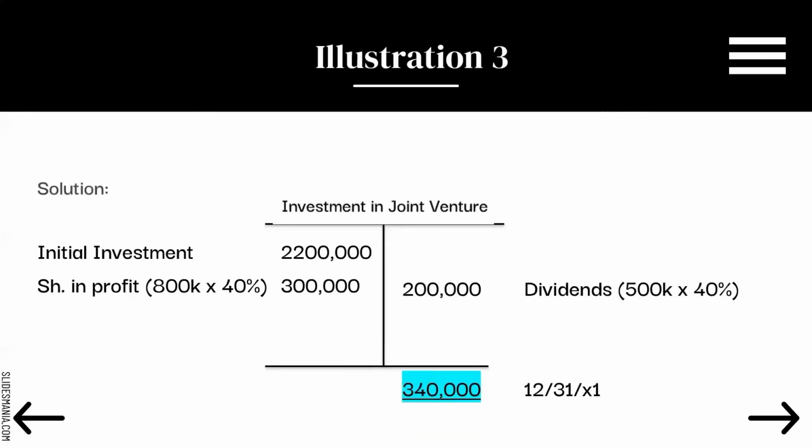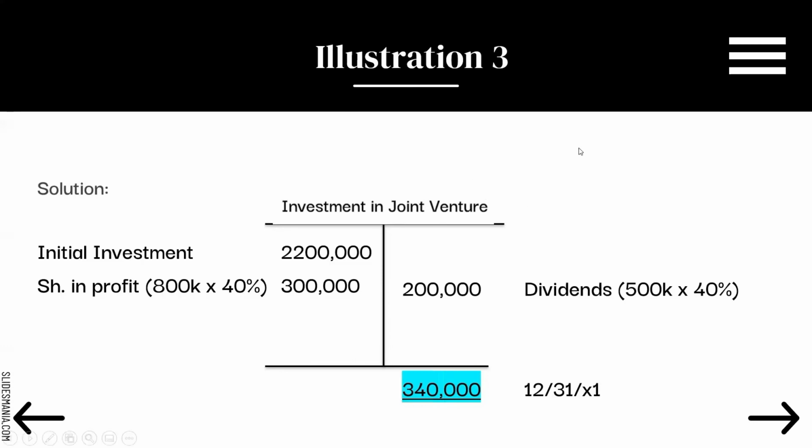So the initial investment is 2,200,000. And the share in profit is 800,000 times the interest, which is 40%, so it's 320,000. Those items, initial investment and share in profit, are on the debit side. Again, the dividends are 500,000 times 40%, which is 200,000. It is deducted from the carrying amount because it's a return of capital. So the carrying amount will be 2,320,000 for the year end of illustration number 3.